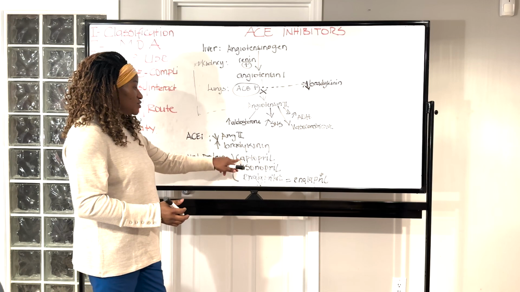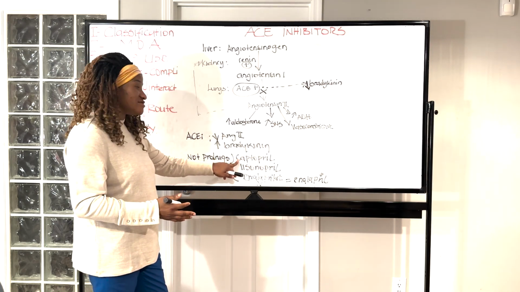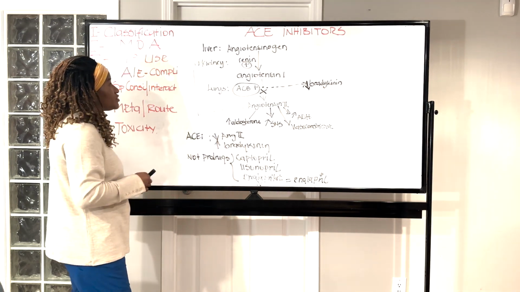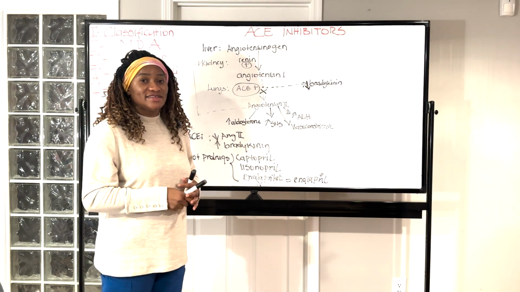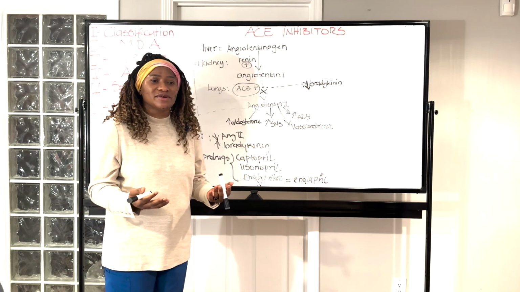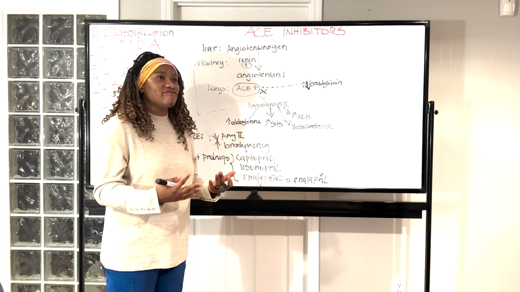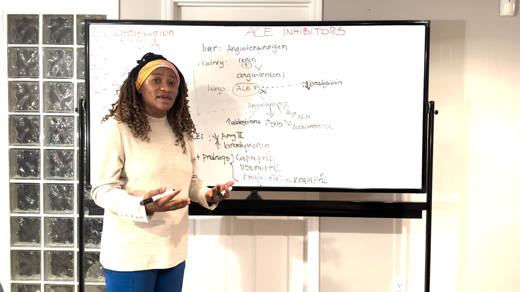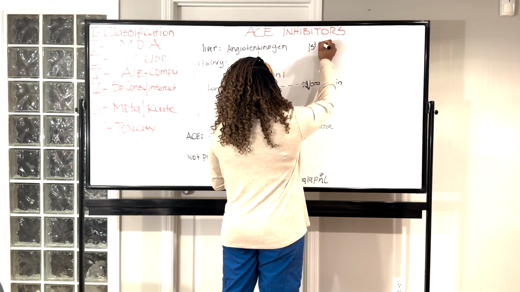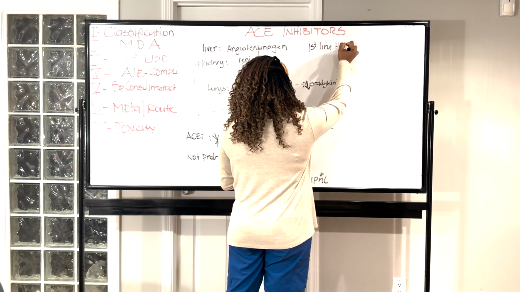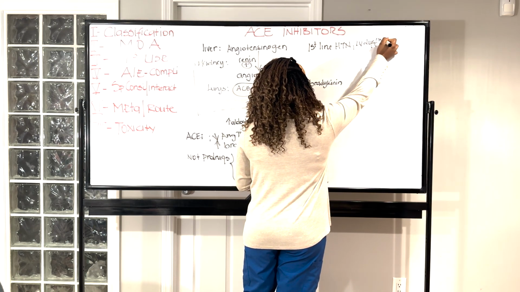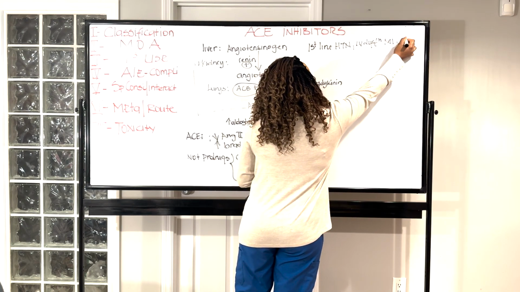Captopril has the shortest action. It also has a sulfur group in it. So we use them. They are the first line in treating essential hypertension. And we also use them in heart failure because they are great. Even in left ventricular dysfunction after the MI, we can also use them. So first line hypertension, left ventricular dysfunction after an MI, even in CAD with hypertension.